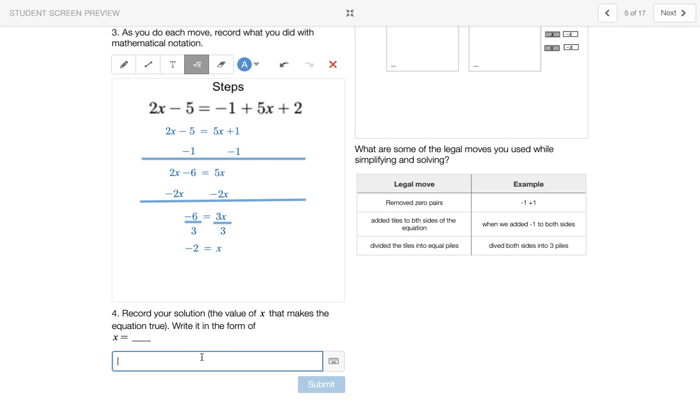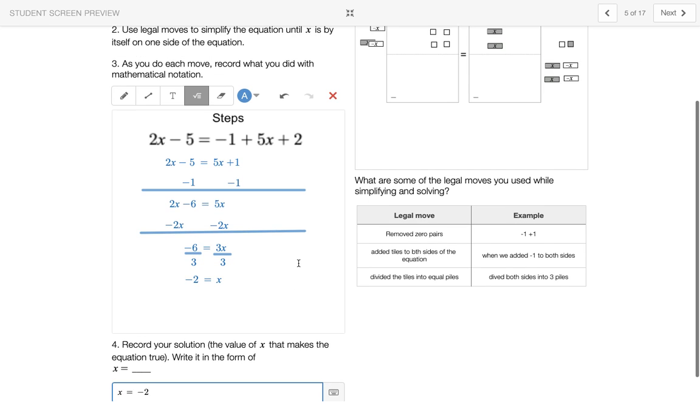So the final step is we need to record our solution. Write it in the form of x equals. So our final solution is going to be x equals -2. Don't forget that part, and don't forget to submit.